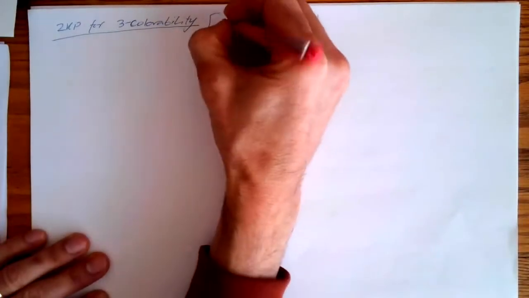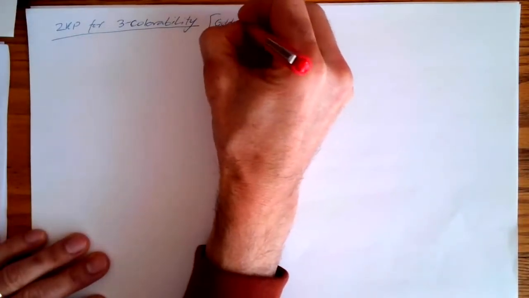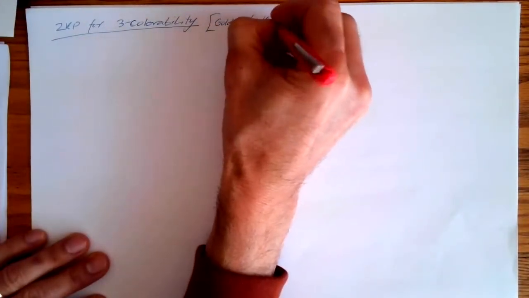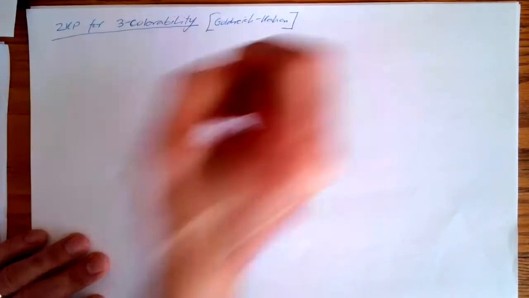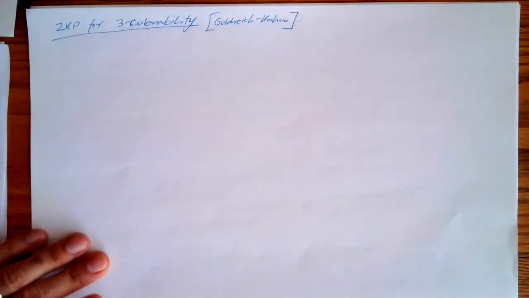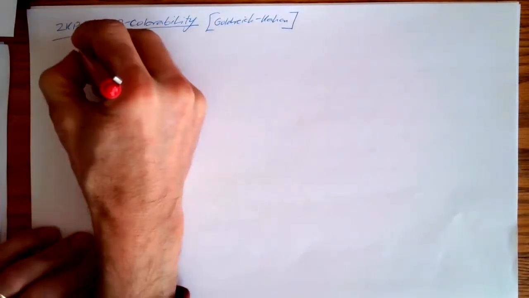So the citation is Goldreich, Kahan. And here's how. First of all, what's tricolorability, right?